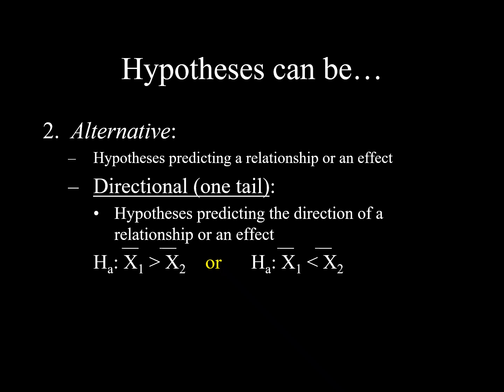So a directional hypothesis predicts the direction of a relationship. In other words, we often refer to this as HA, or hypothesis alternative. So the first mean is greater than the second mean, or the first mean is less than the second mean. Both of those are directional hypotheses.